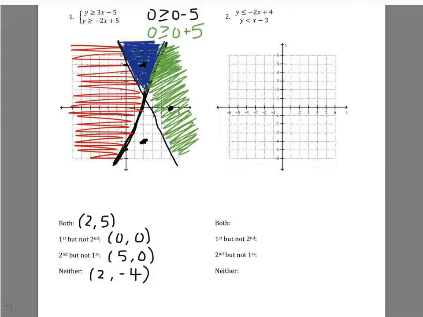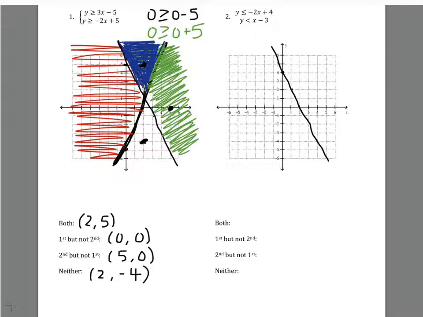Example number 2. y less than or equal to -2x plus 4. Let's go ahead and graph this first borderline. Again, I see the equal sign, so my line is going to be a solid one. -2x plus 4, so my y-intercept is positive 4 with a slope of -2, so right 1, down 2, right 1, down 2. I'm going to graph the line as a solid line.